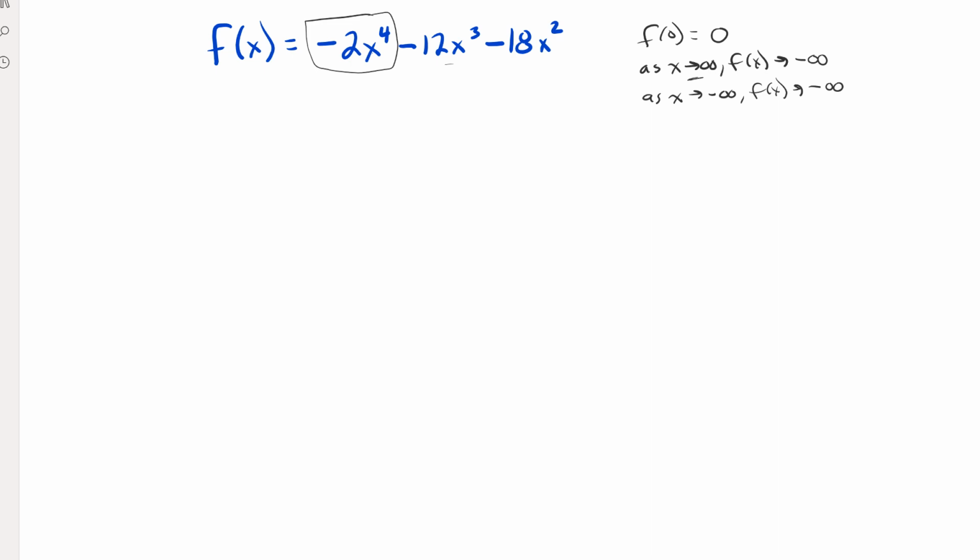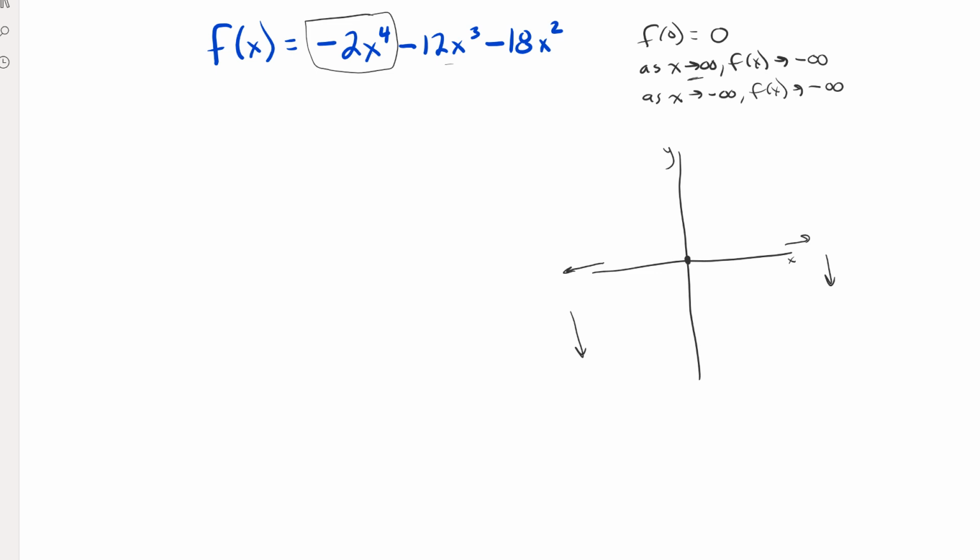So far, what do we know? Well, we know that as x increases without bound, the function values are going to decrease without bound. As x decreases without bound, the function values are again going to decrease without bound. And we know that the origin is our vertical intercept. So this is what we know so far.